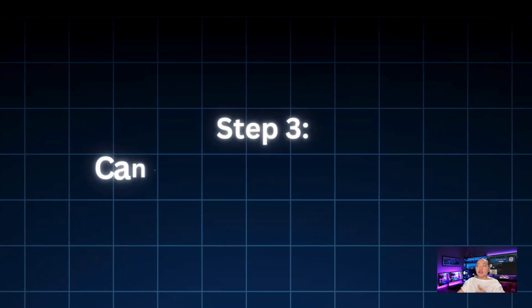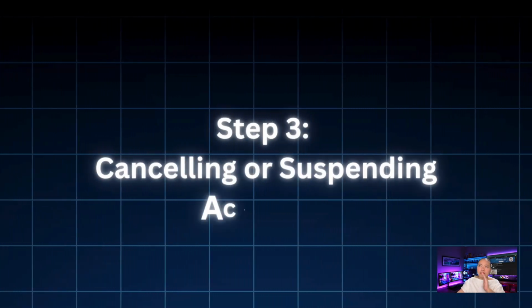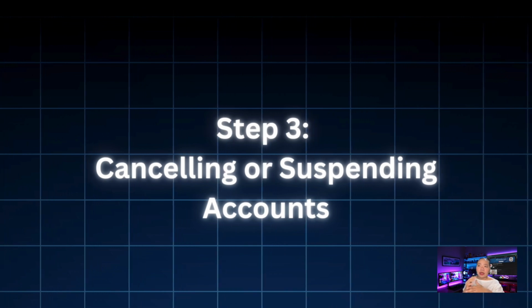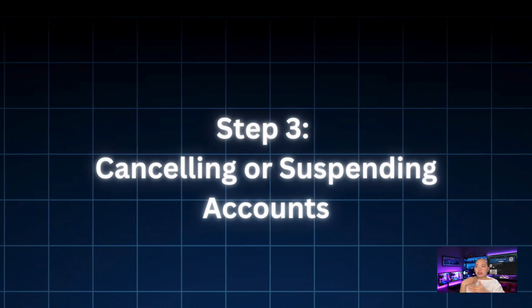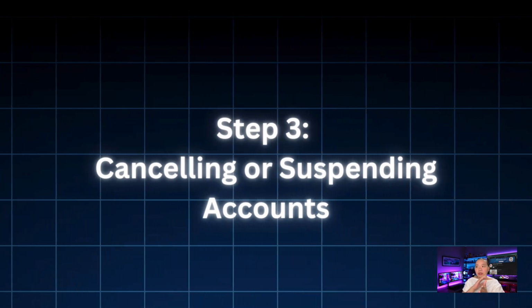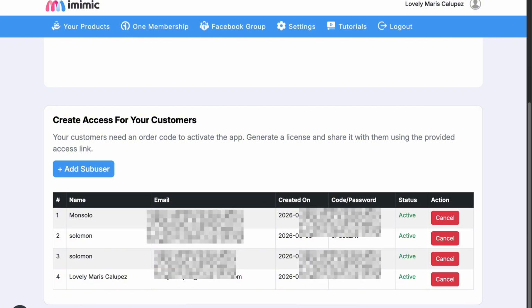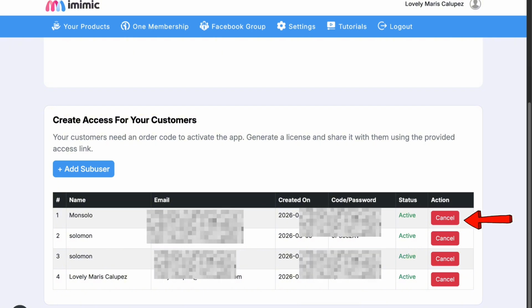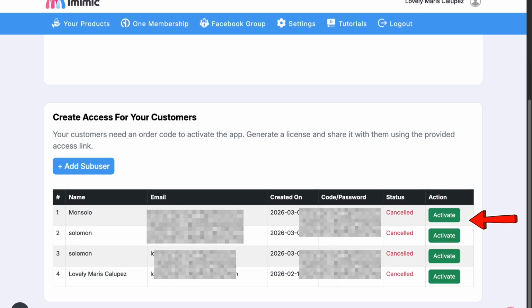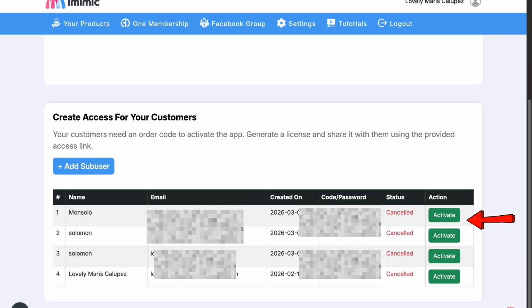Now, canceling or suspending accounts. There may also be times when you need to remove access. For example, if a customer cancels their subscription, if their access period ends, or if the account should no longer be active. To do this, simply click the cancel button next to the account. Once canceled, the user will no longer have access to the platform. This makes it easy to manage your customer accounts directly from the membership dashboard.